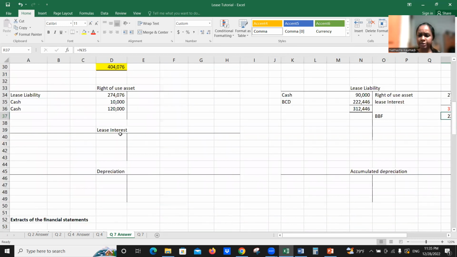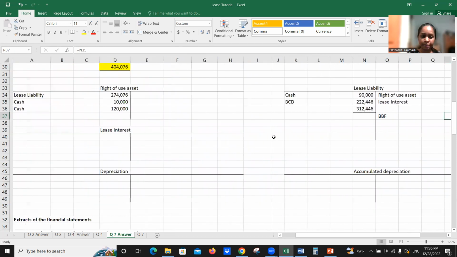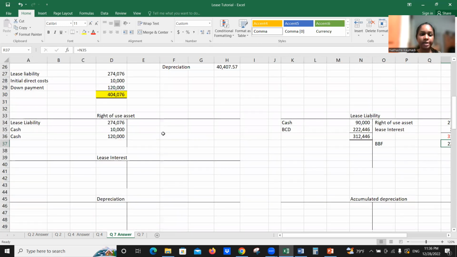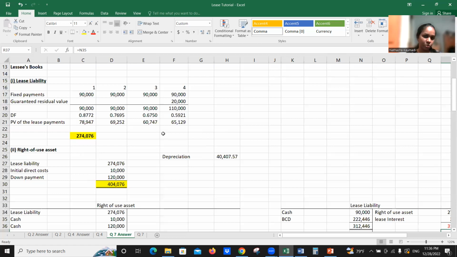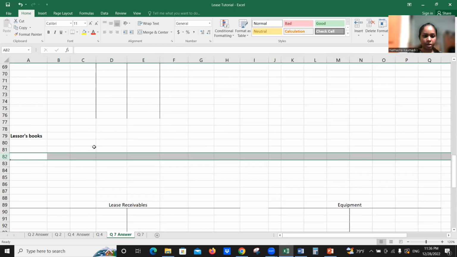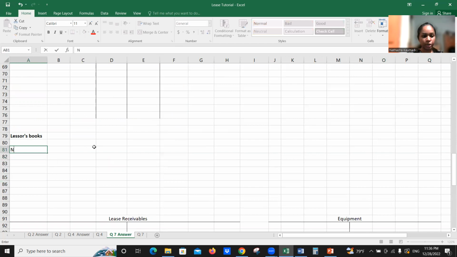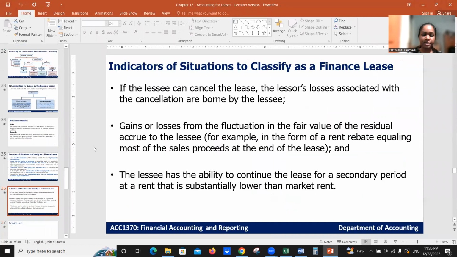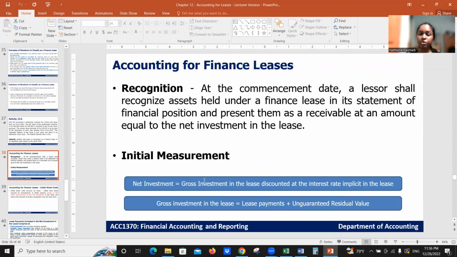The lease interest we have computed, this 38,000, and depreciation you also computed. So there are no changes to the extracts of the financial statements in the lessee's books, similar to the previous question. Now I am moving to the lessor's books. One small thing. When it comes to the lessor's books, I told you, you need to compute the net investment in lease. There are two things you need to consider. First of all, net investment means the discounted gross investment. In the gross investment, you need to take the lease payments plus unguaranteed residual value.